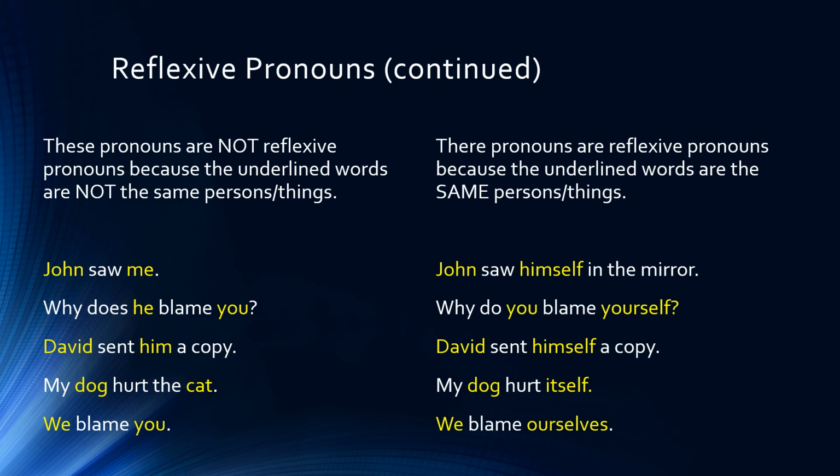My dog hurt the cat is not reflexive because cat is not identified with dog. My dog hurt itself is reflexive because itself refers back to dog. We blame you is not reflexive because you is not identified with we. We blame ourselves is reflexive because ourselves reflects back or mirrors the pronoun we.